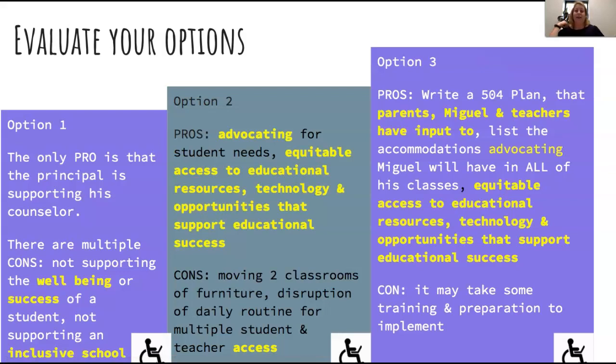Option 1 is weak. The only pro to this plan is the principal is supporting the counselor in the class schedule change. There are multiple cons: not supporting the well-being or success of a student and not supporting an inclusive classroom. Option 2 does provide advocating for students' needs, and it does give equitable access to educational resources, technologies, and opportunity that offer support and educational success.